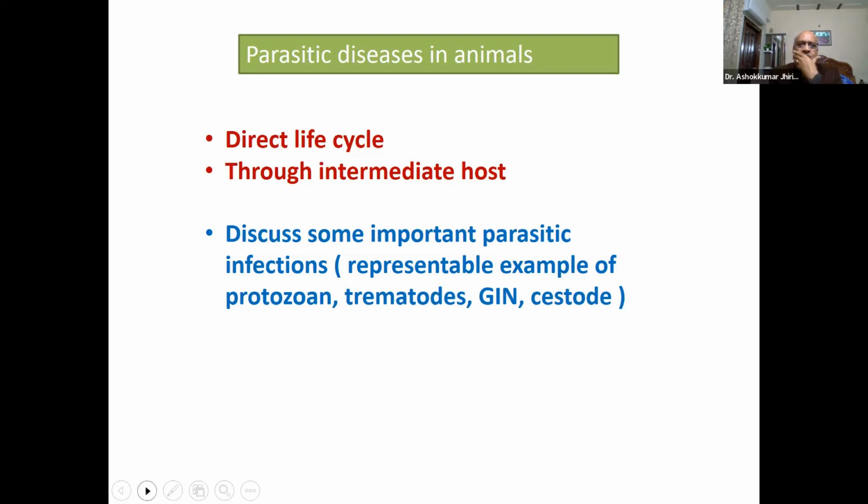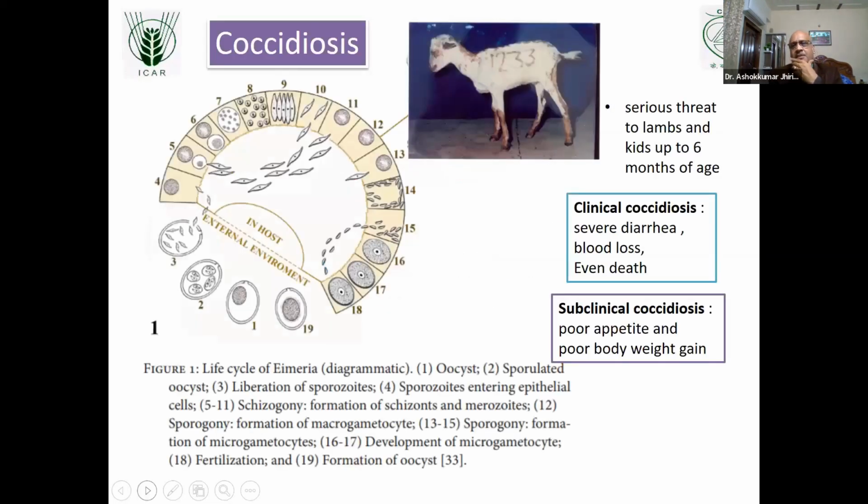Next one. Now we discuss the first disease, from the protozoan class, coccidiosis. Coccidiosis is a protozoal disease caused by Eimeria, and it occurs in different phases: acute, subacute, chronic, clinical, and subclinical. In the clinical phase, when the animal ingests a large amount of oocysts, it suffers from severe diarrhea, blood loss, and sometimes death of the animals.